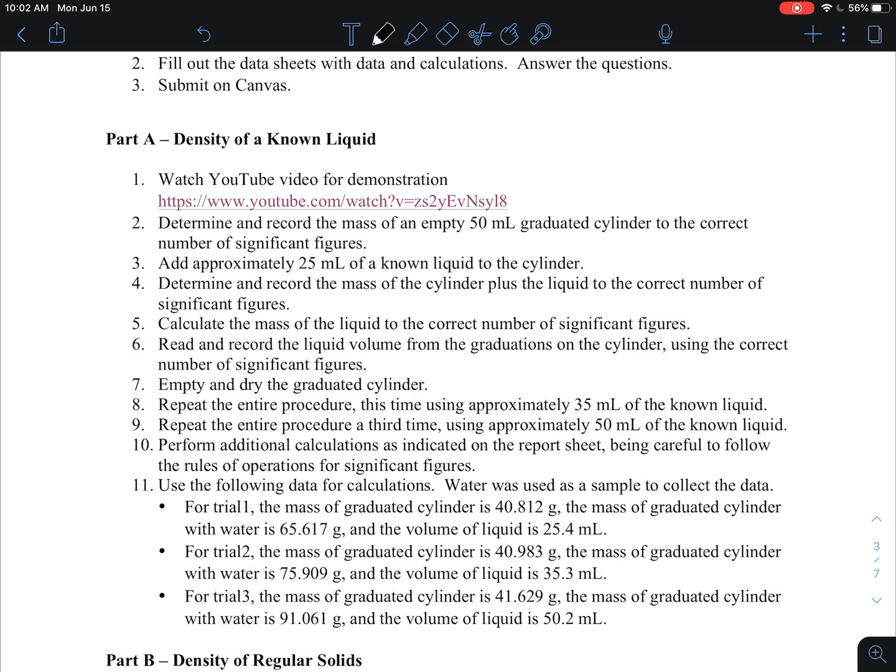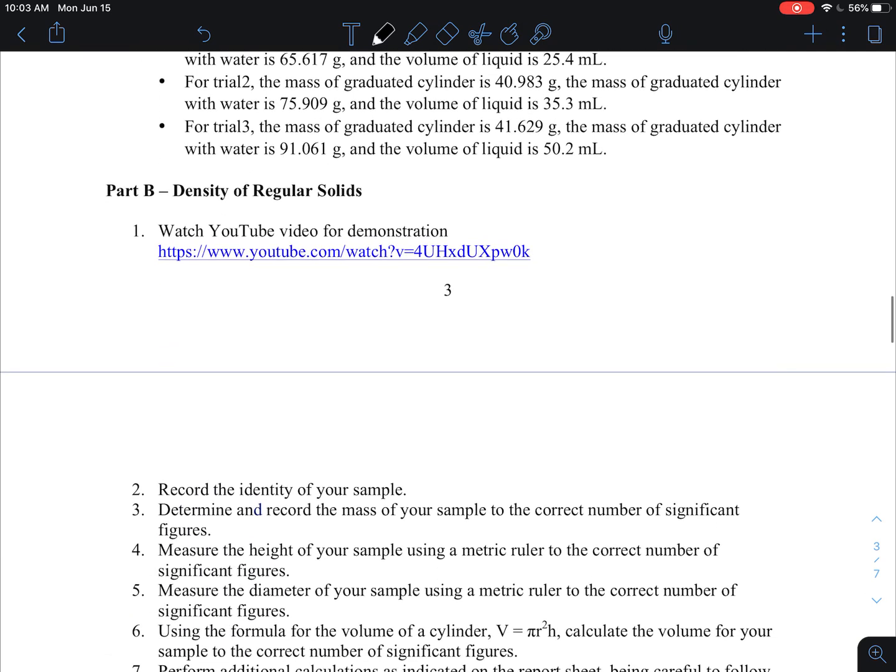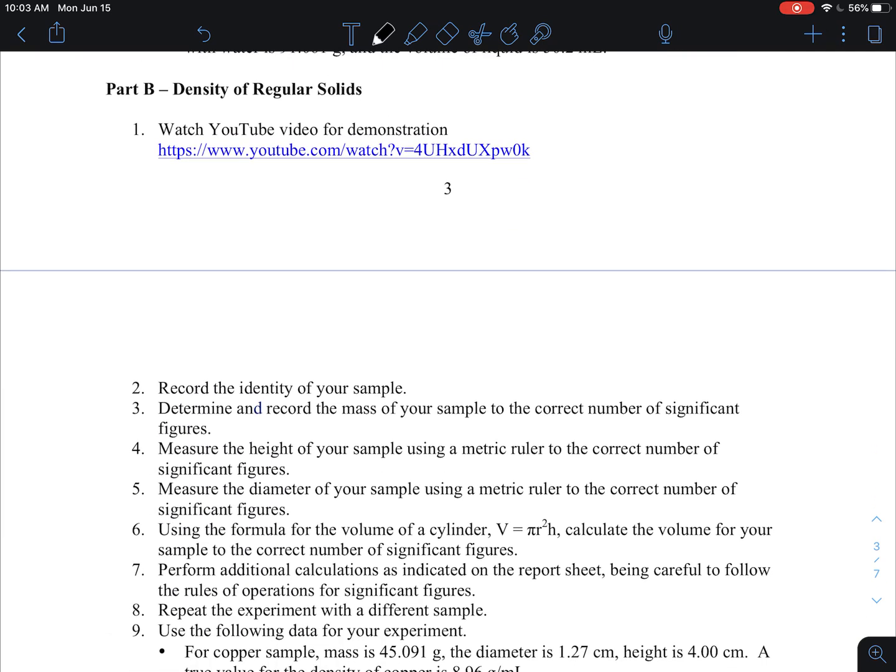You do this so that you have 3 trials total. Each time, though, you are changing the volume. In the second time, you add 35 milliliters instead of 25. And in the third time, you add 50 instead of 25 or 35. You then finish by doing any of the calculations, subtracting to find the mass and finding the density. Now, since you're not physically doing this experiment, you're going to use the following data written here in step 11 and write that in your data table and do the appropriate calculations. Watch the video to really see how the numbers are recorded and how the experiment is performed. So that's the density of a known liquid.